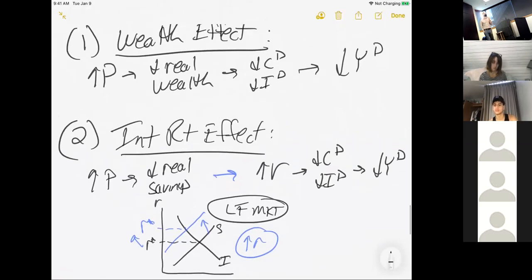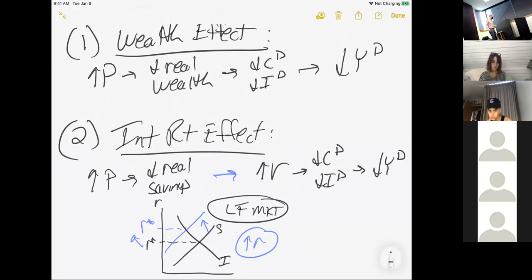Do you see why we don't talk about aggregate demand on day one of this class? We really have to piece together a lot of the things that we've talked about before to understand aggregate demand.